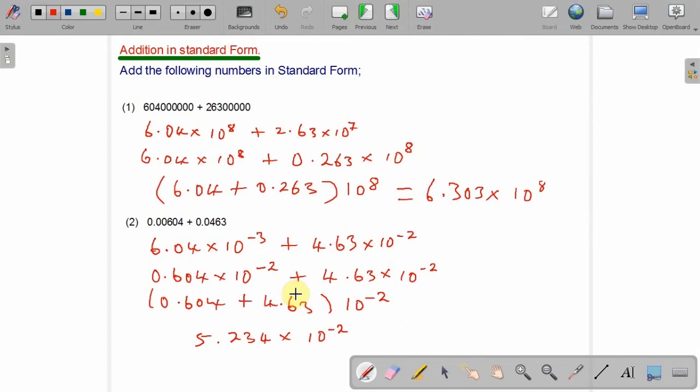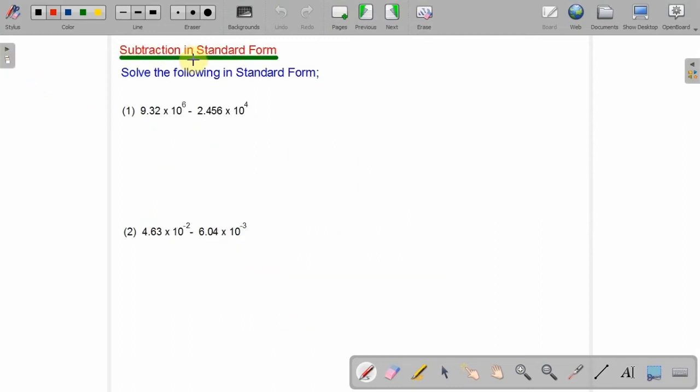Let's quickly go into subtraction in standard form. The question is, solve the following in standard form. First one, we have this and this already. They've given it to us in standard form. How are you going to do it? The same thing about the 10 to the power 8 is applicable to this one, the way we did it in the addition. Look for a way and make the power of 10 of this one and this one to be the same. How are you going to do it?